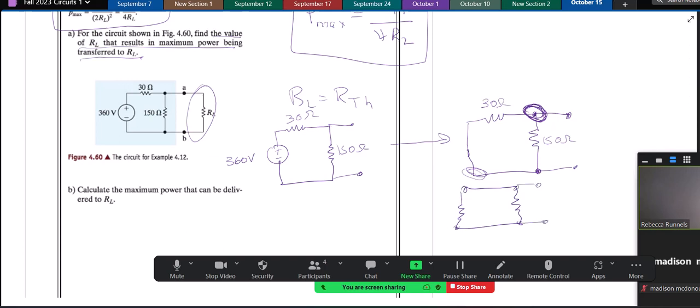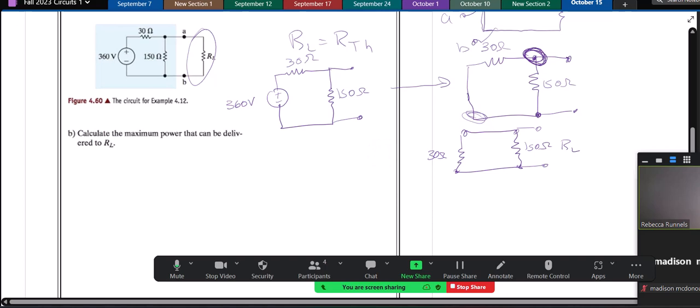If, on the other hand, that's 150 and 30 and RL, and the problem was like this, and here's where A and B were, so if A and B were over here on this side, then we would say, well, okay, in that case, they're in series. So that would be the difference.